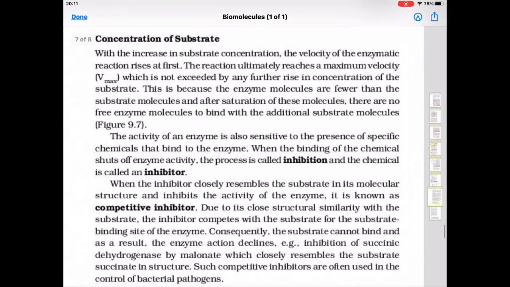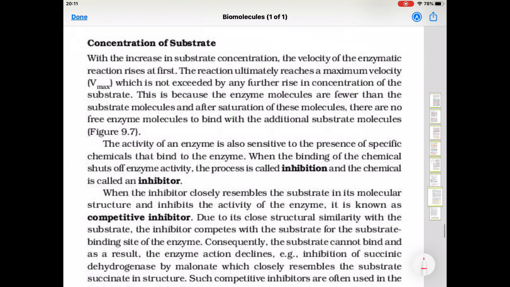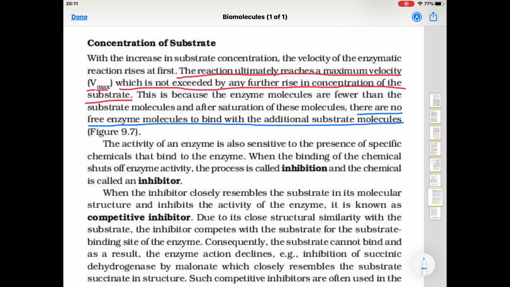With the increase in substrate concentration, the velocity of the enzymatic reactions rises at first. The reaction ultimately reaches a maximum value which is Vmax, which is not exceeded by any further rise in concentration of the substrate. This is because the enzyme molecules are fewer than the substrate molecules, and after saturation of these molecules there are no free enzyme molecules to bind with the additional substrate molecules.